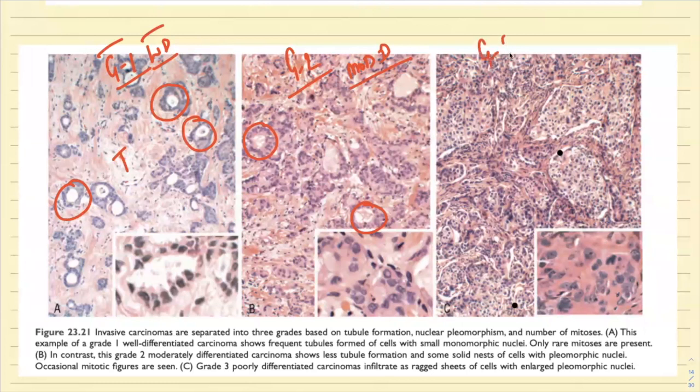Then comes the grade 3, that is the poorly differentiated breast carcinoma. Over here, can you see any tubule formation? See, tubule formation is not there. Even the cells are highly pleomorphic and mitosis is very high. If you understand, it's all right.